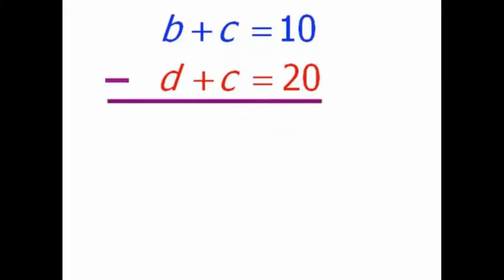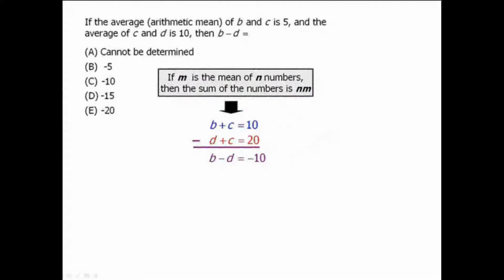Notice what happens if we subtract the red equation from the blue equation. Our C's are eliminated, leaving us with B minus D on the left-hand side, and on the right-hand side we get 10 minus 20, which is equal to negative 10. So we can see our answer is C.